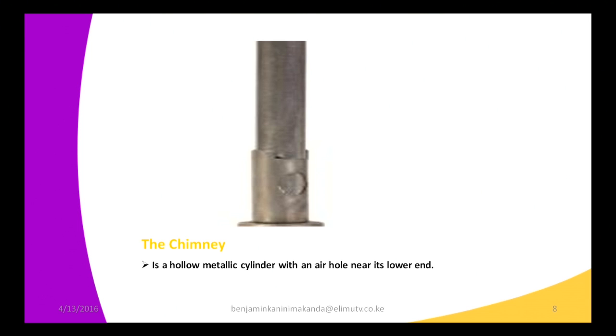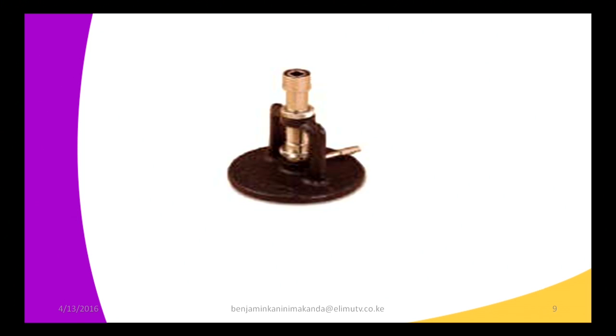So this one is a barrel, which is also called a chimney. It has an air hole that is near the lower end. And the role of that air hole, as you have seen with the collar, is to provide air that mixes with the gas that burns. So this air hole must fit the air hole on the collar for the provision of the gas to be effective, so that heating or combustion can take place in the Bunsen burner.